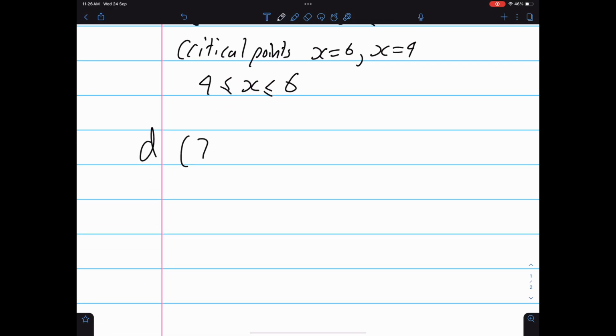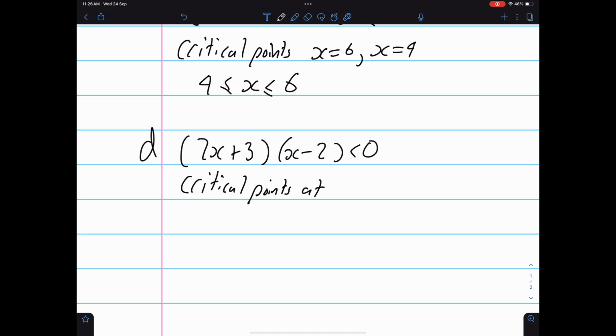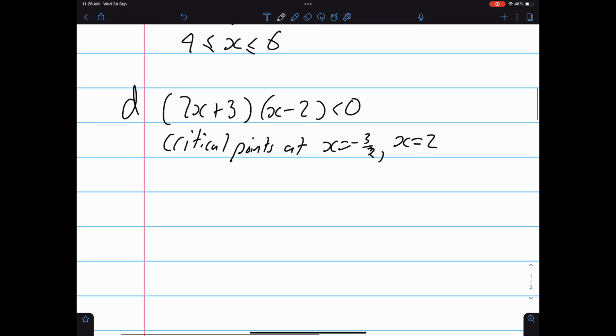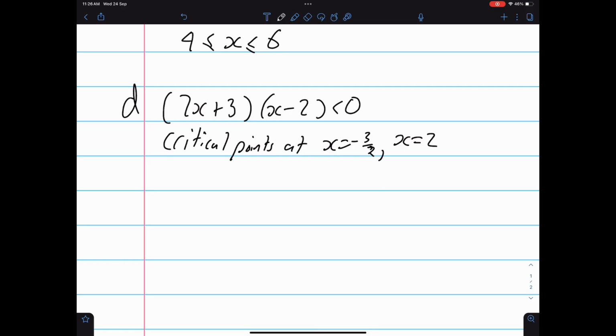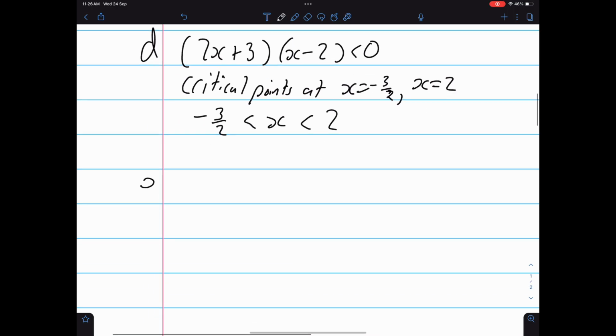D, 2x plus 3, x minus 2, less than 0. Critical points at x equals minus 3 over 2 and x equals 2. And we're going less than, and again, I keep saying this, that we want to go between those 2 points.